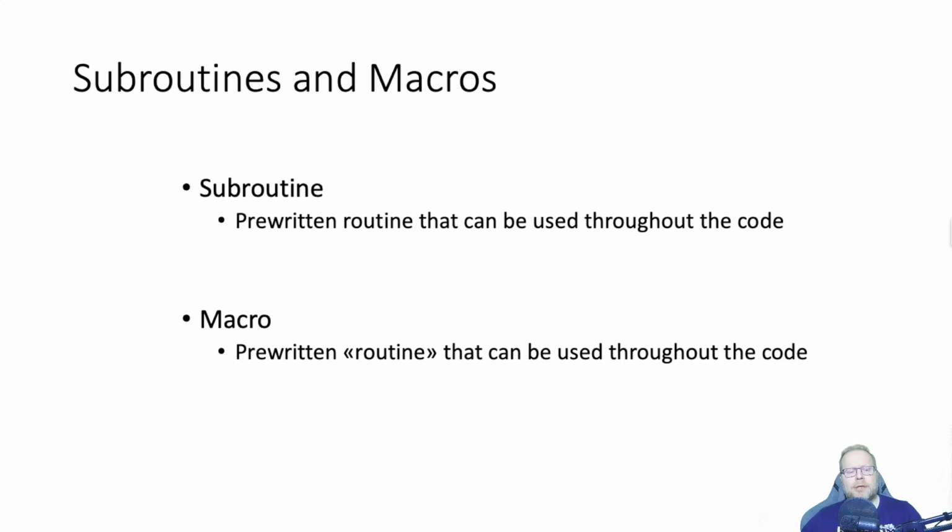Okay. Notice that I've used the word routine in quotation marks because it's probably not correct to call a macro a routine. But anyway, the point here is that both a subroutine and a macro are pre-written lines of code. We write them once, and then we use those later on, several times if you want, throughout the code.